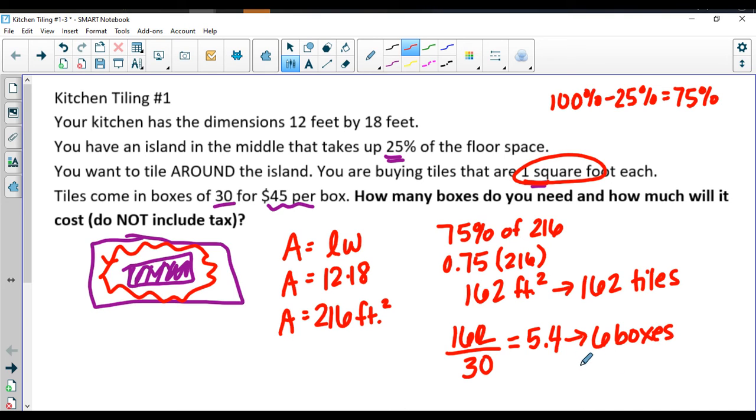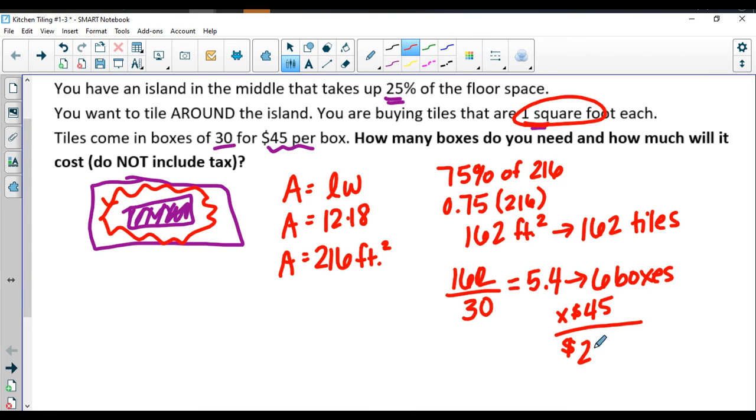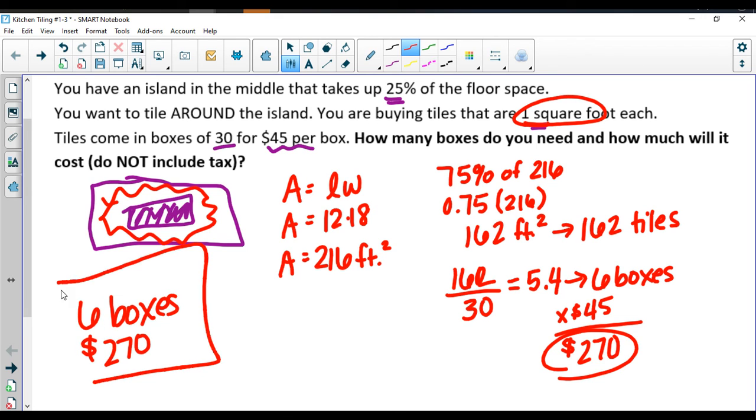And 6 boxes at $45 per box. So I'm going to be multiplying here. So 6 times $45 is going to give me $270. So for this tiling project, we're going to need 6 boxes. And it's going to cost us $270. We're not going to worry about sales tax here. We're just going to get the cost ahead of time.